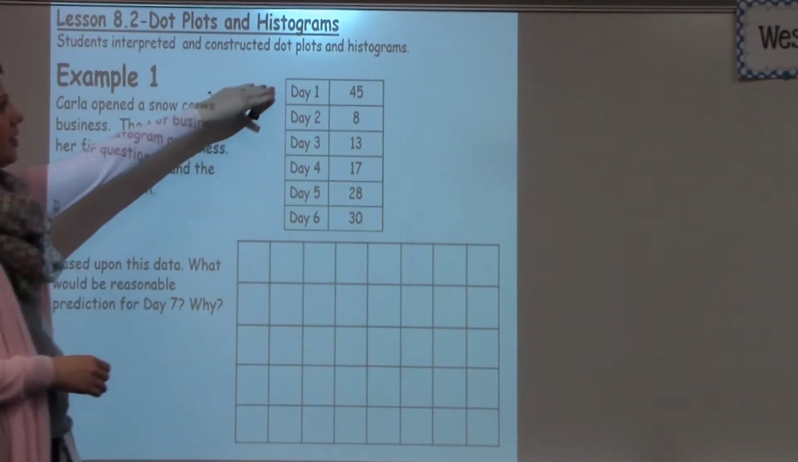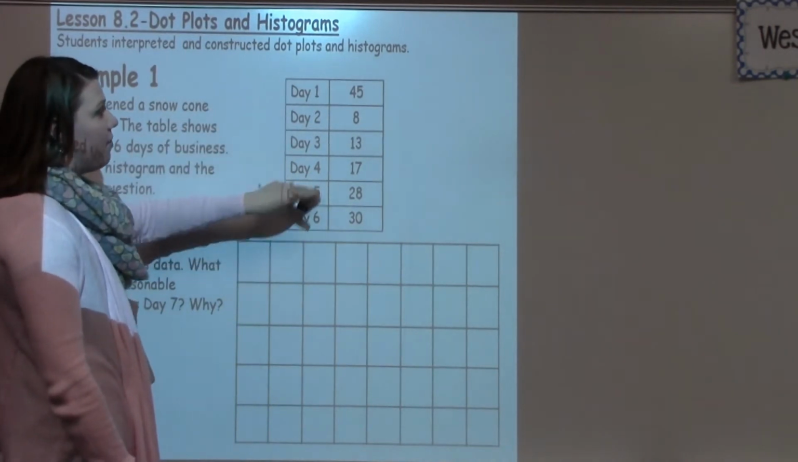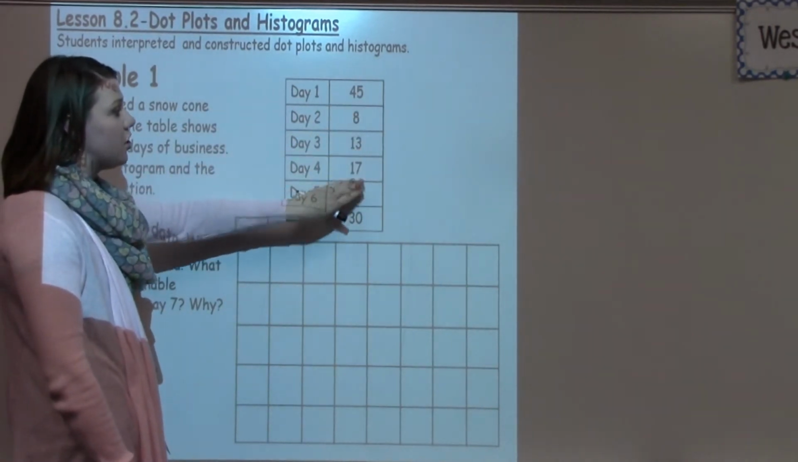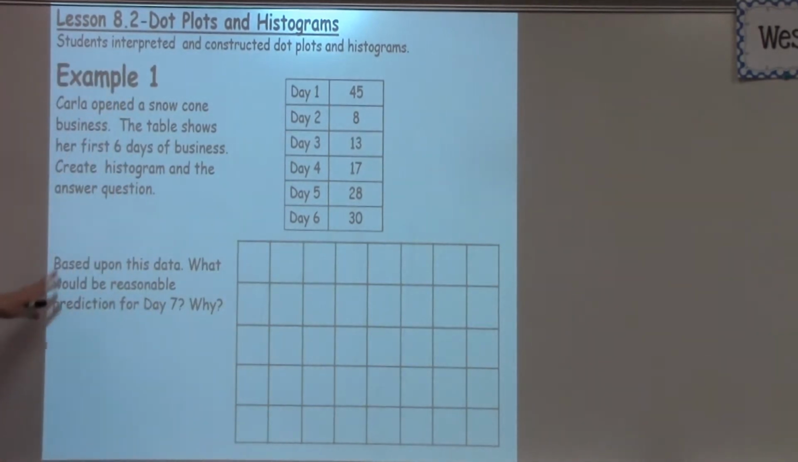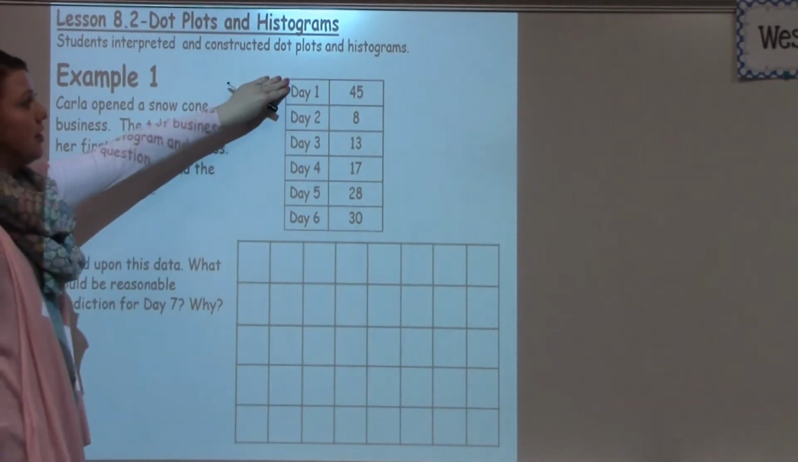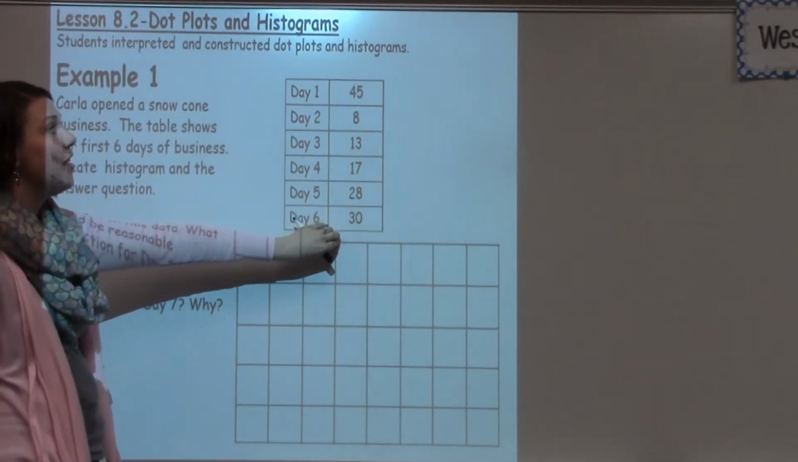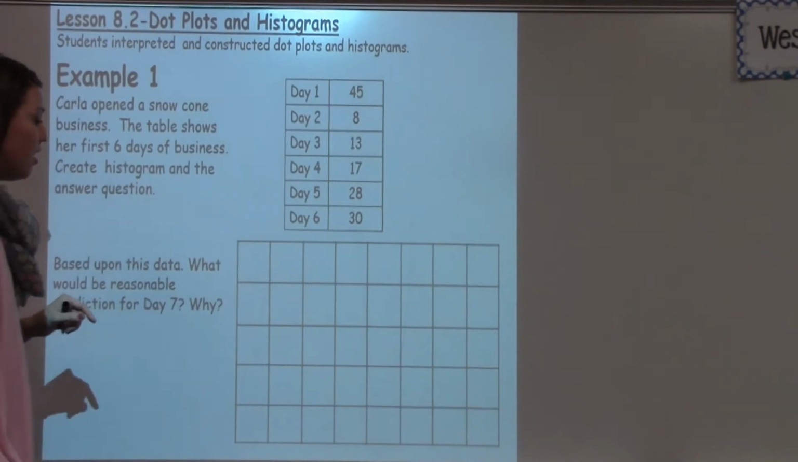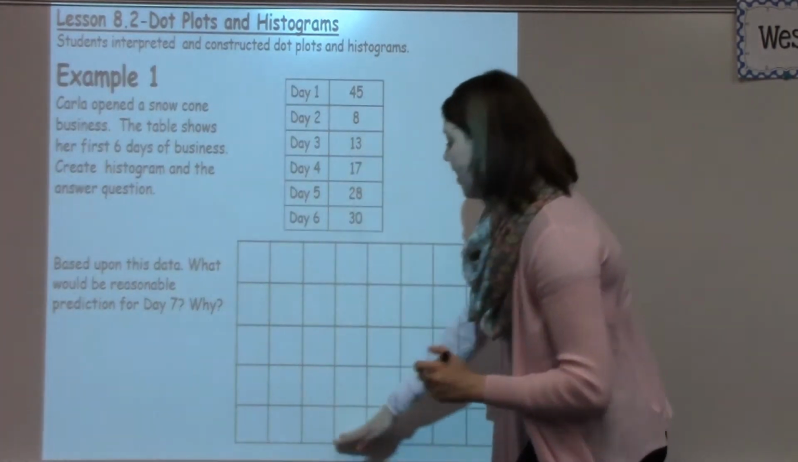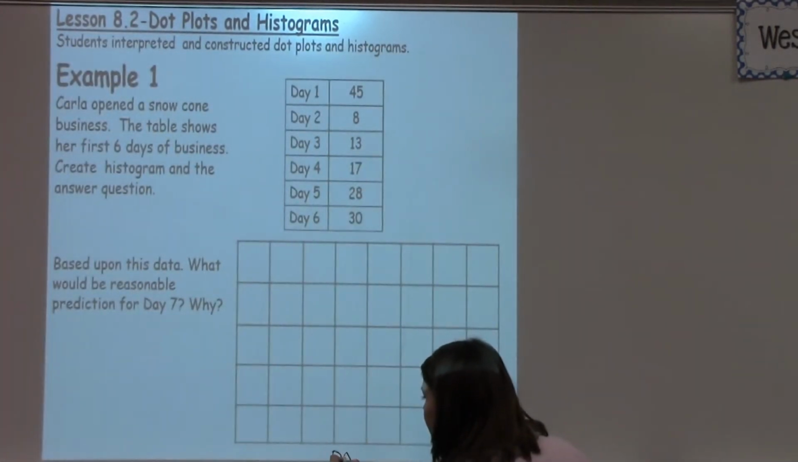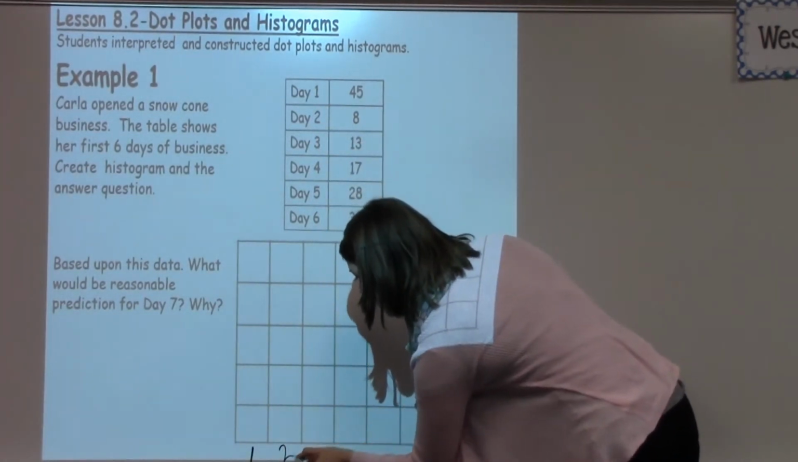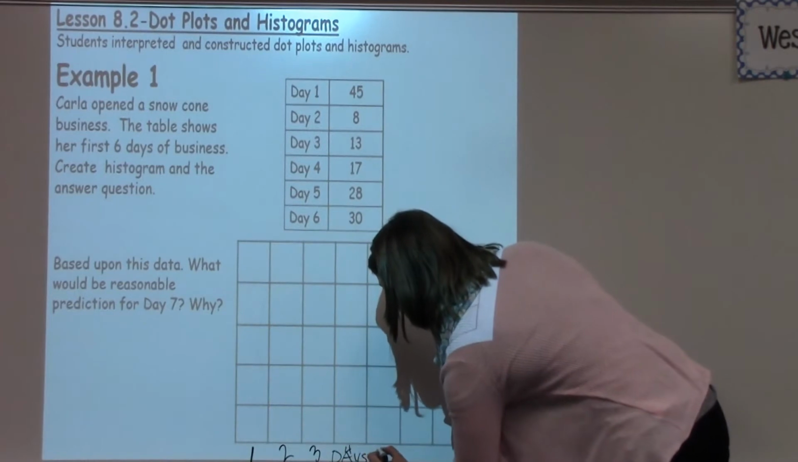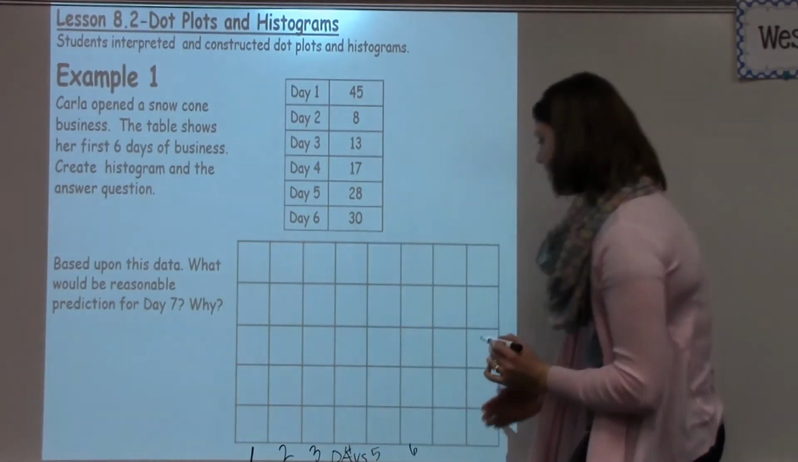So looking at the table, we can see that we have her first 6 days and how many snow cones she sold each day of those first 6 days of business. Now we need to think about creating a histogram based upon this. Well, the first thing I need to include is my days and the number of snow cones that she sold. So I'm going to go ahead and make my days down here. And I'm just going to label it day 1, day 2, day 3, day 4, day 5, and day 6.